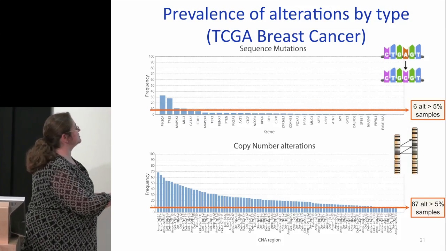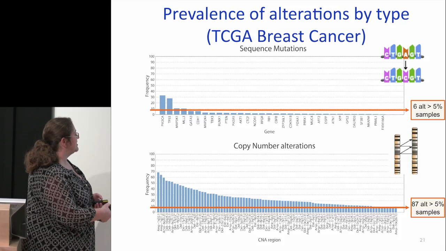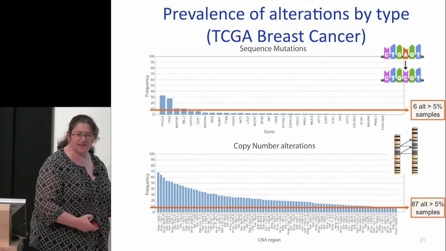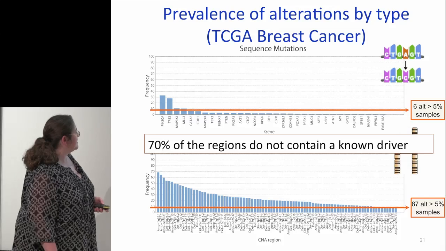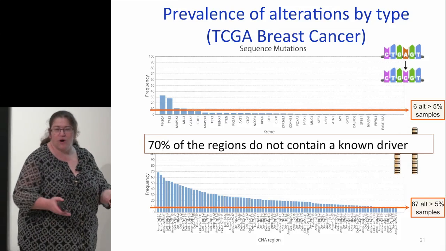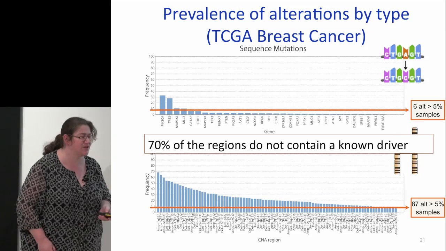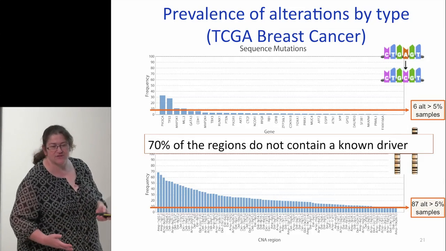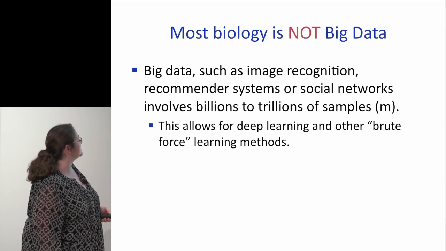In sequence mutations, there's only 6 mutations that occur in more than 5% of the samples. Copy number alterations, you have more. These are big chunks of DNA, sometimes including dozens of genes that are amplified or deleted, but then you don't know what gene is being targeted. In about 70% of the regions in breast cancer, we don't know the target. And this is after we've collected thousands and thousands, about 3,000 breast cancer samples to try and understand this.